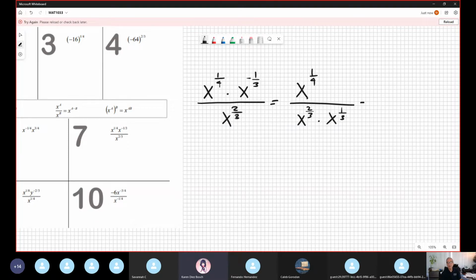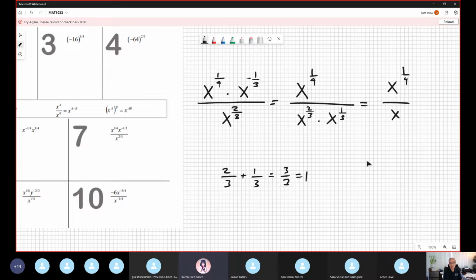Now, I recommend adding the exponents because it is multiplication: 2/3 plus 1/3 is 3/3, which is 1, and 1 is invisible. So it's x to the 1/4 divided by x. Follow me? I'll leave it like that, no?